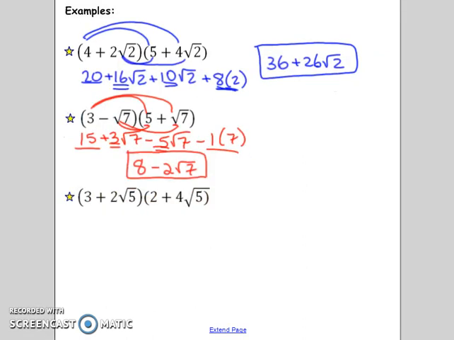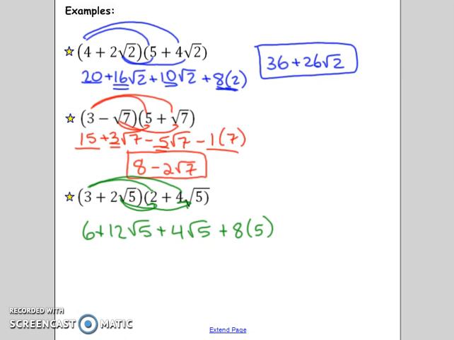Okay, so for the last one, we're going to do the same thing. We're going to multiply 3 times 2, so we get 6. 3 times 4 radical 5, so we're multiplying the coefficients. 3 times 4 is going to give me 12 radical 5. 2 radical 5 times 2, so again multiply the coefficients, 4 radical 5. And then 2 radical 5 times 4 radical 5. So 2 times 4 we're going to multiply to get 8. Radical 5 and radical 5 gives us 5. So now we have 6 and 40. So we're going to get 46. And then 12 radical 5 and 4 radical 5 is going to give us 16 radical 5.